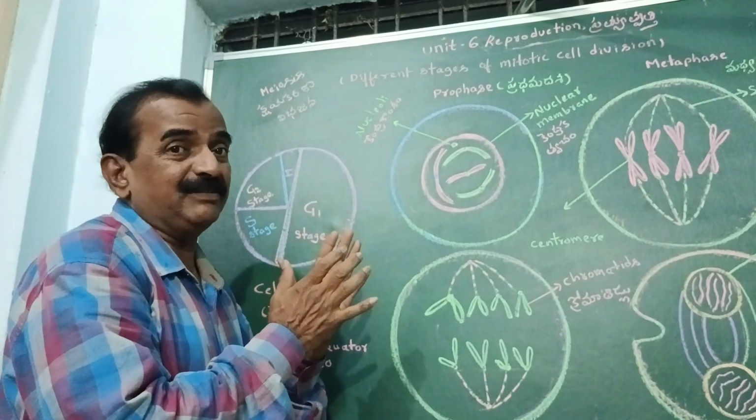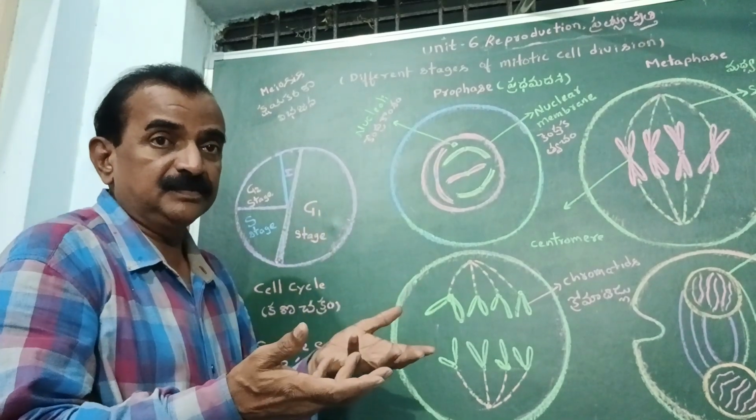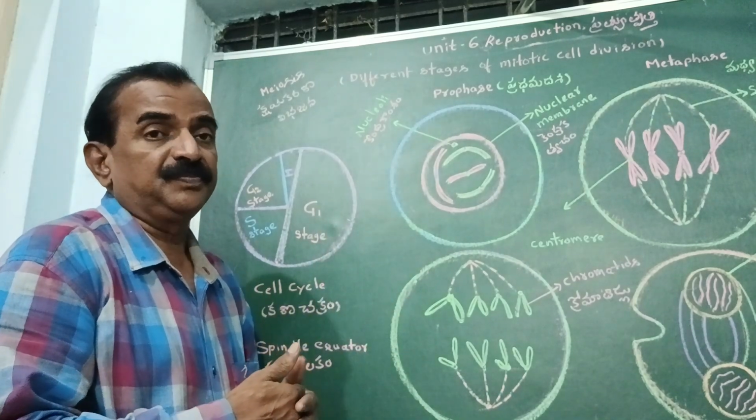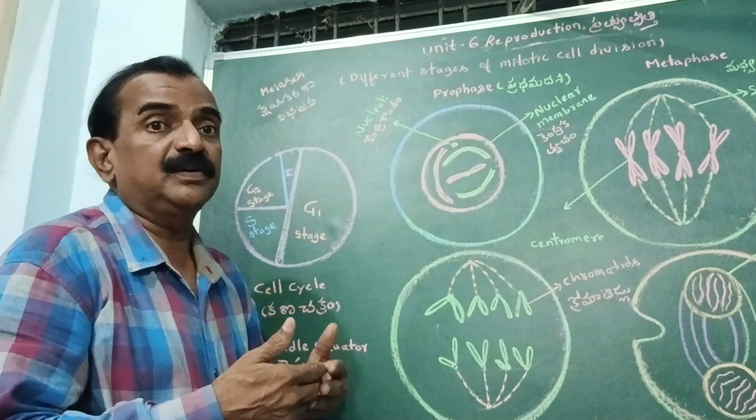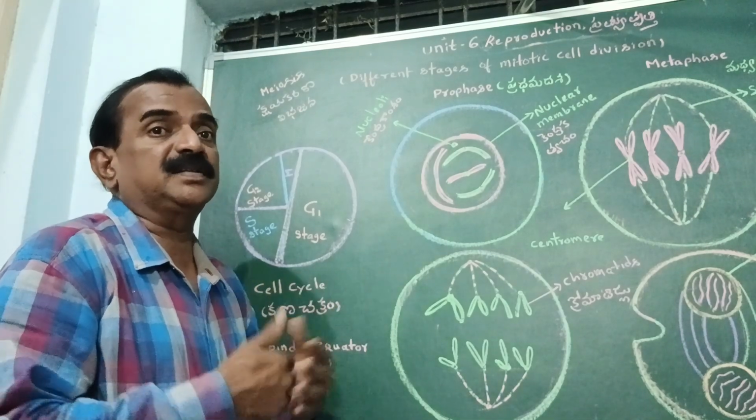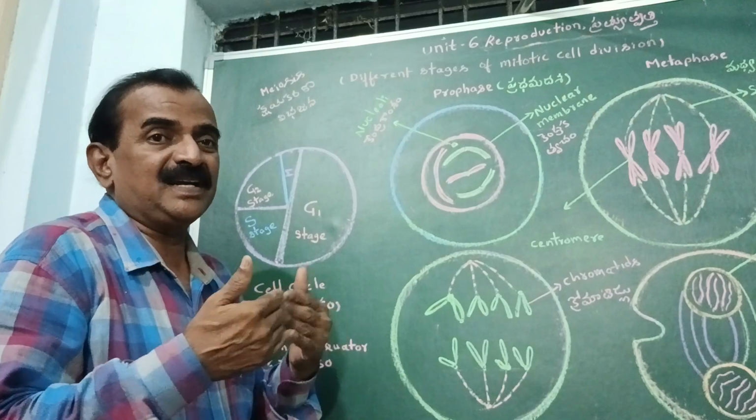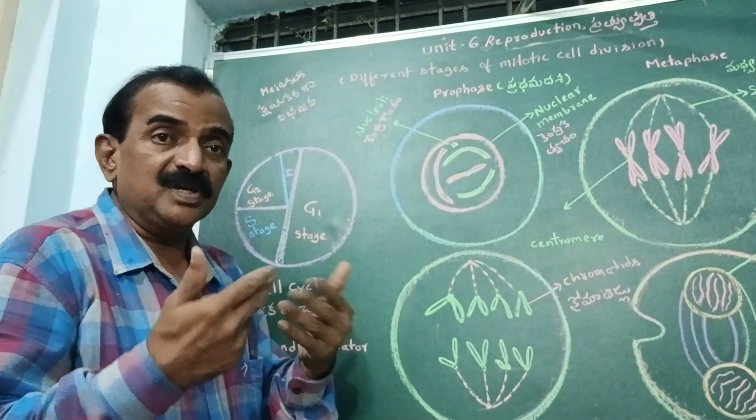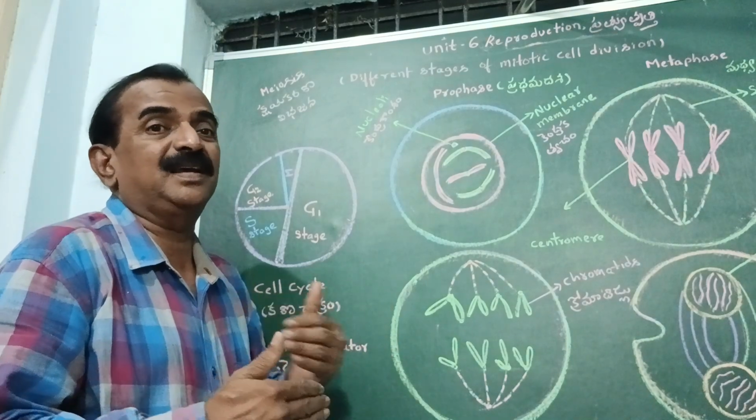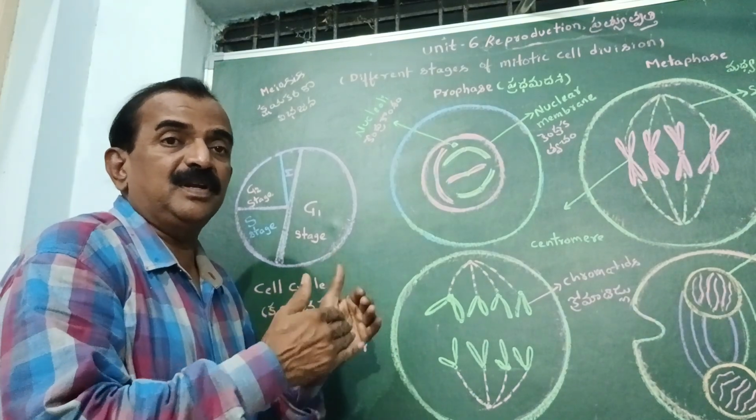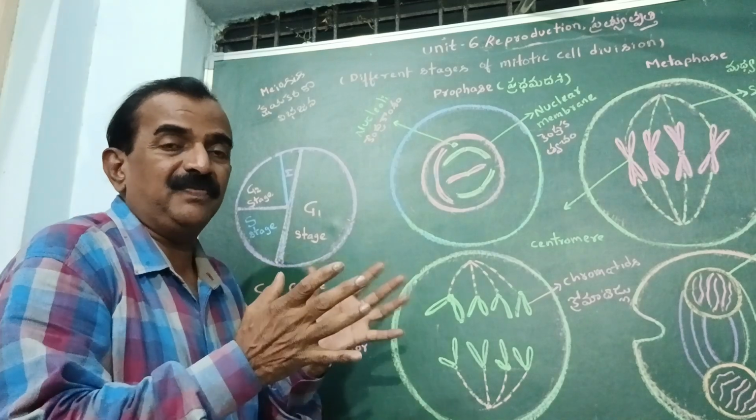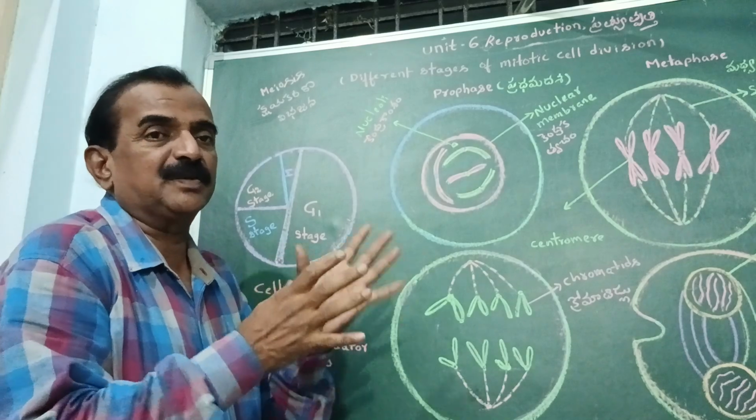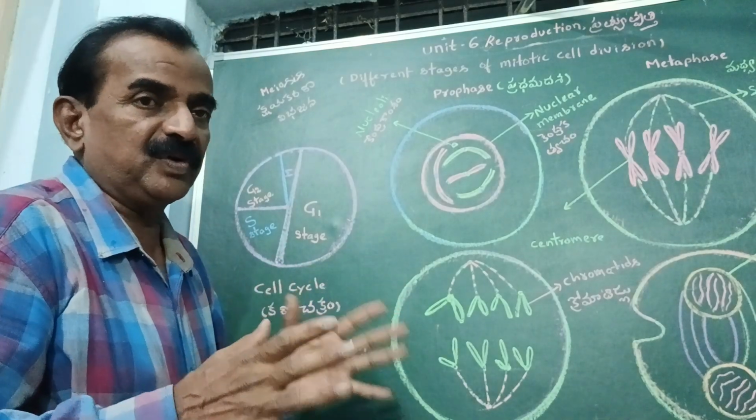So mitotic cell division helps body building and growth, and meiosis cell division takes place in reproductive organs, which makes the cell divide twice, thereby haploid cells are formed. They are called gametes. So that information we will learn in detail in the coming year. And also the meiosis topic is not there in our syllabus, and we need to discuss only a brief description. That's enough for this year.